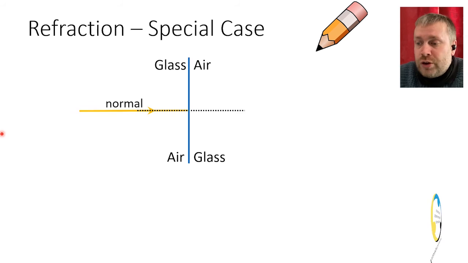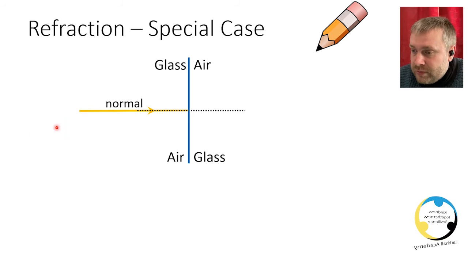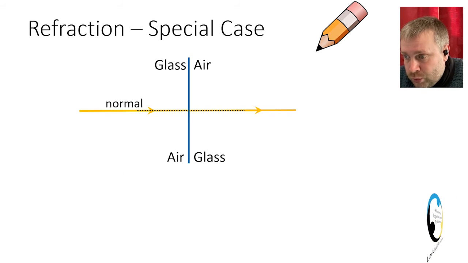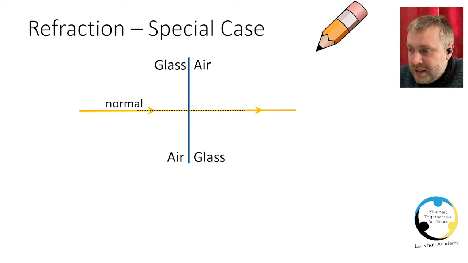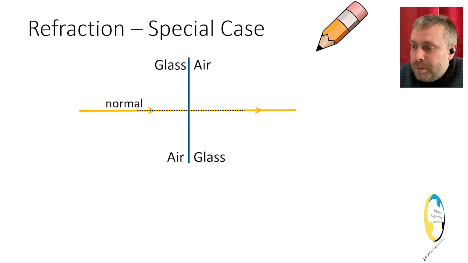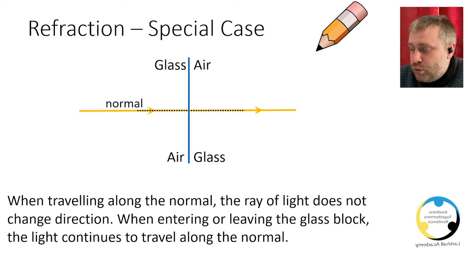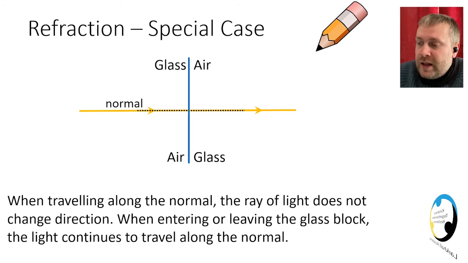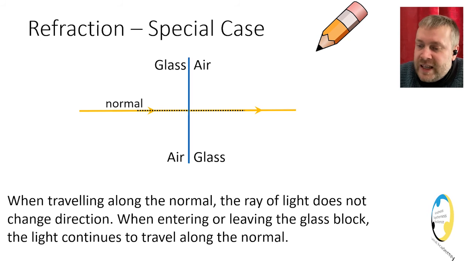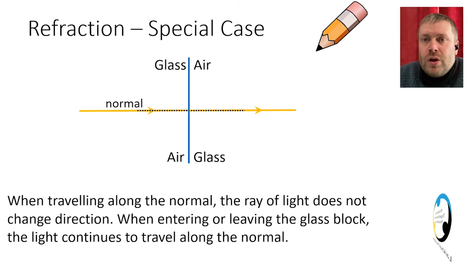First thing I'm going to do is draw in our normal, and we'll have a ray of light coming in. Now, a ray of light this time is just coming along the normal. You'll see it's just travelling straight along that normal. And leaving, we have the ray of light travelling exactly along the normal as well. So maybe you'll have guessed it, our note is going to say basically, when travelling along the normal, the ray of light does not change direction. When entering or leaving the glass block, the light continues to travel along the normal. Simple as that. So there's no angle of incidence, no angle of refraction here.